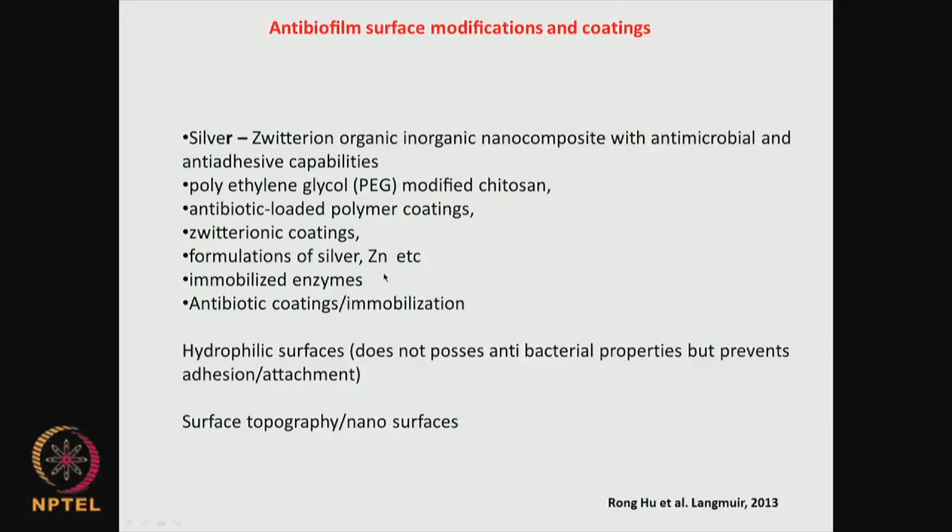There are different approaches. One is to develop antibacterial and antibiotic coatings. You could have slow release polymeric systems, or you could have antibiotics immobilized on the surface or coated on the surface and so on. Silver is quite widely used because silver is antibacterial, in the form of nanoparticles or ions. Organic-inorganic nanocomposites are also known to have antimicrobial properties and also anti-adhesive properties.